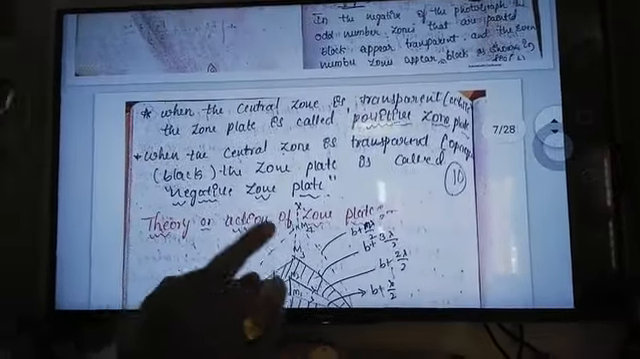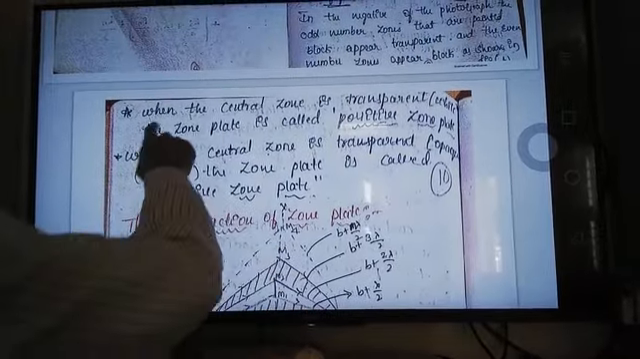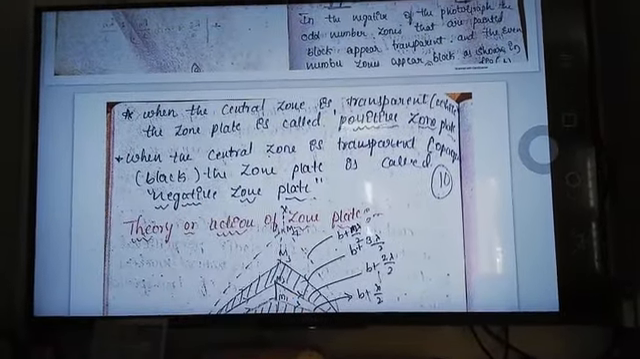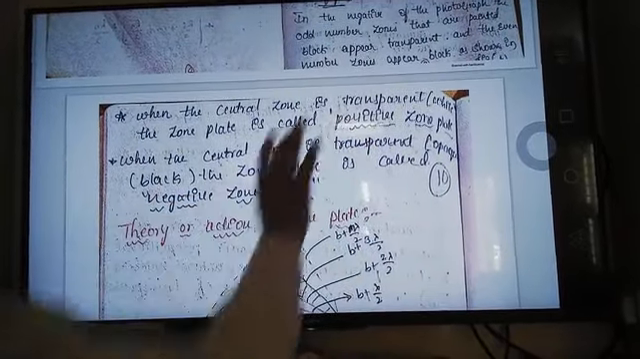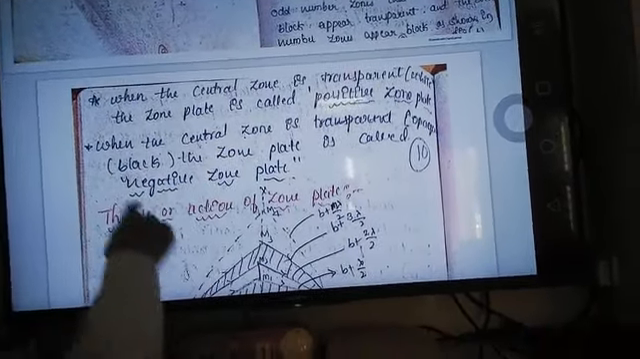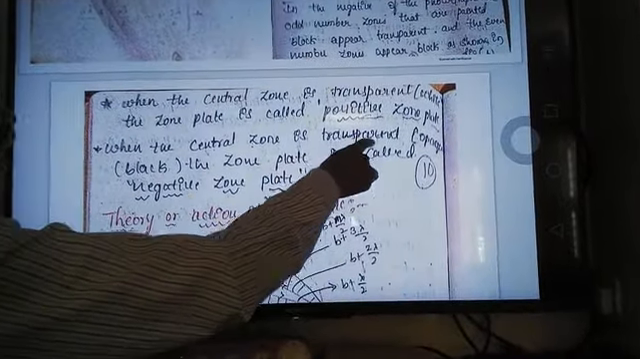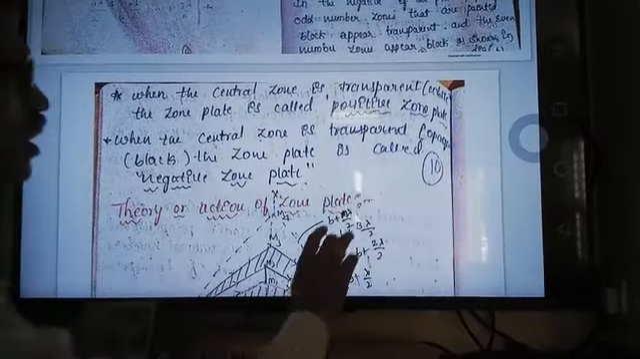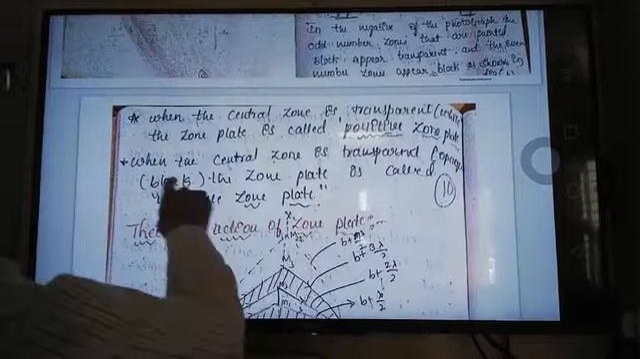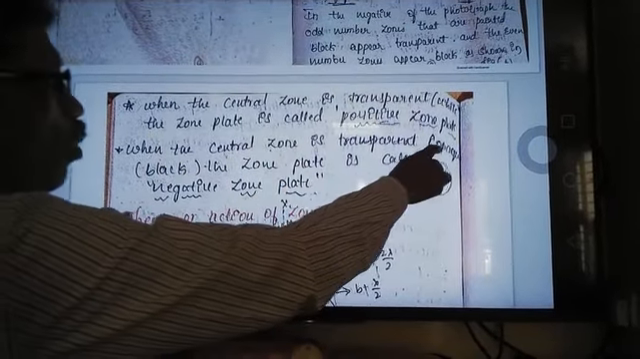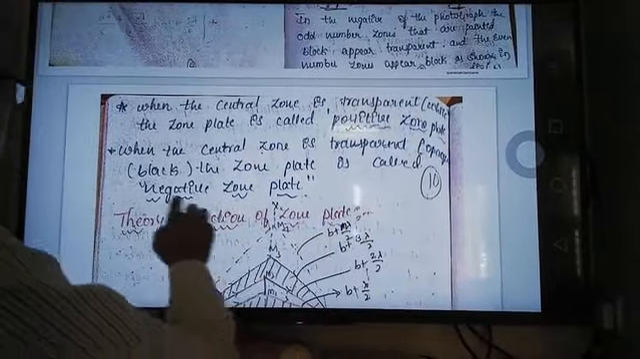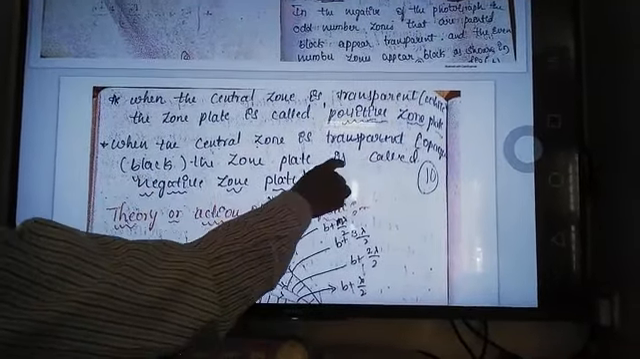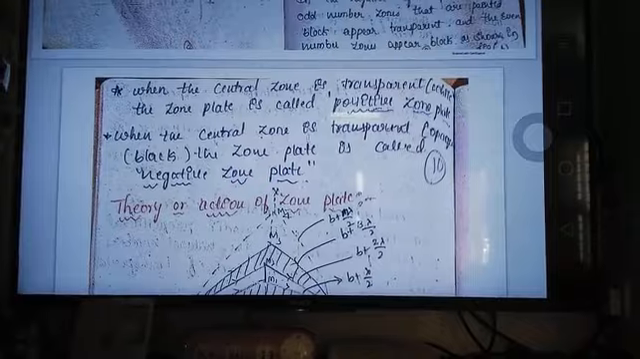When the central zone is transparent, that is white, the zone plate is called a positive zone plate. When the central zone is opaque, black, the zone plate is called a negative zone plate.